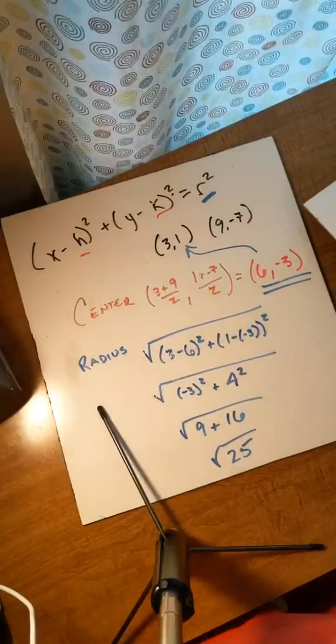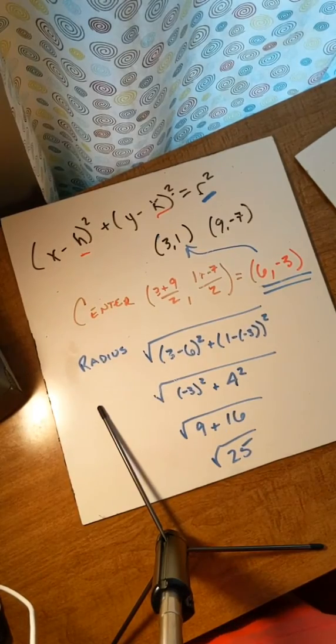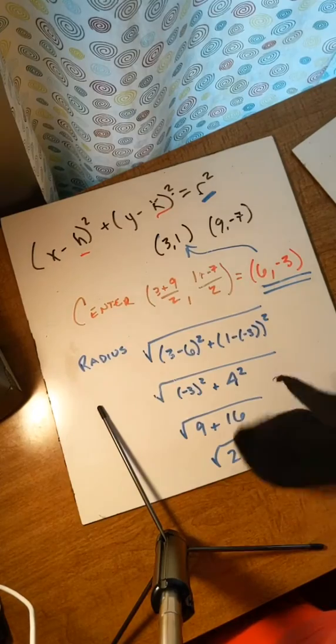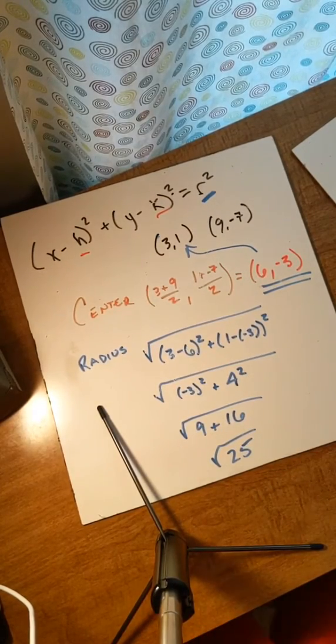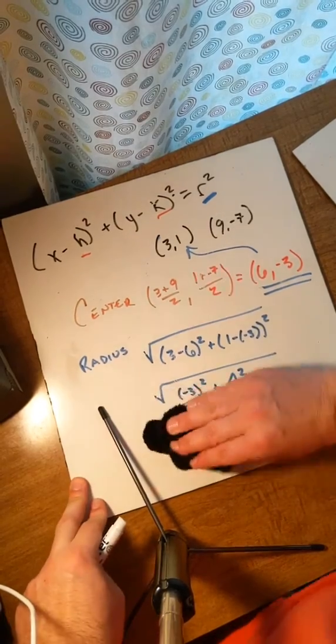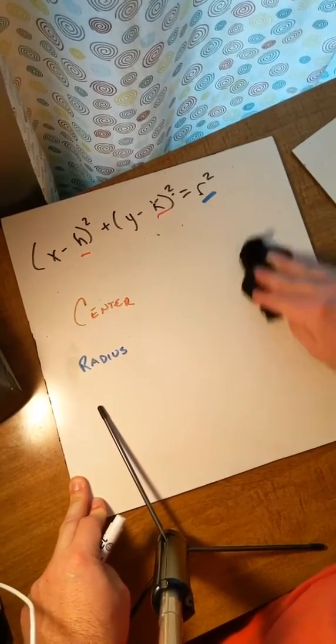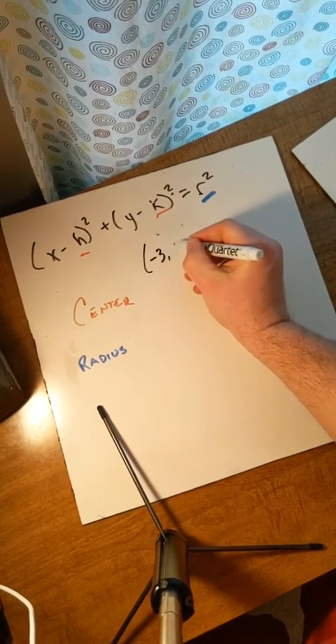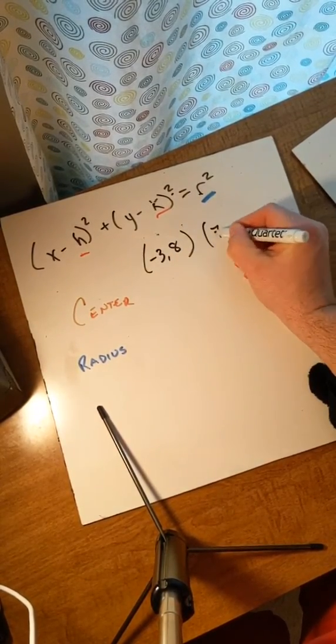All right, so we got those two example problems. Looks like a couple people are still here, so I'll go through the homework problems, help you guys out. So the first homework problem, we got -3, 8, and 7, 6. Let's see, -3, 8, and the point 7, 6.